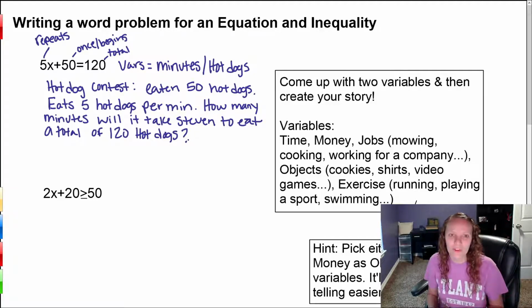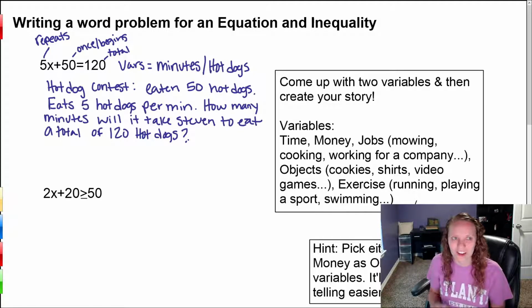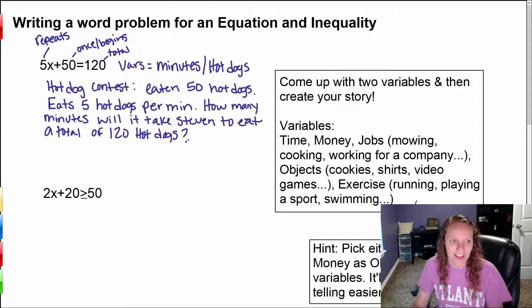So I started with figuring out the variables and my variables were minutes and hot dogs. And then we need to know, like in the equation, that 5 repeats. So we need to use a keyword like per or each or every. 50 happens once, or it's like our beginning number. So he had already eaten 50 hot dogs, and then a total of 120.